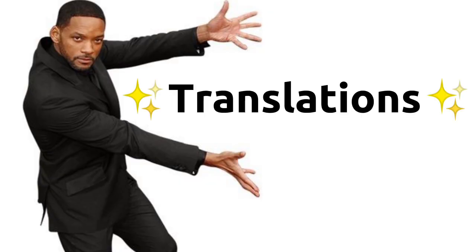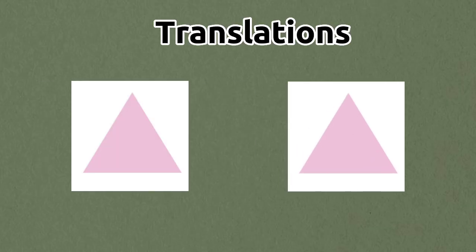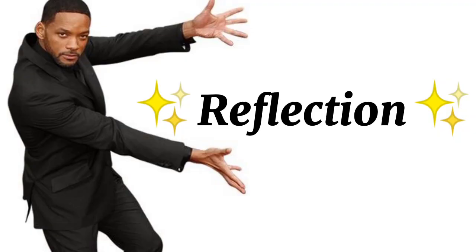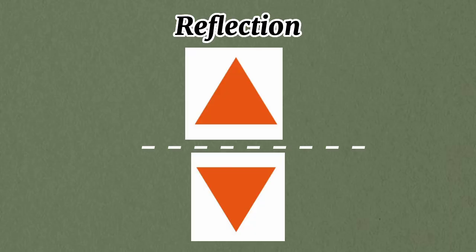The third one we have is the translation. This is when we slide a figure in any direction without changing the size, the shape, or the orientation. The last one we have is the reflection, or flipping. So basically, this is when we flip a figure over a line.